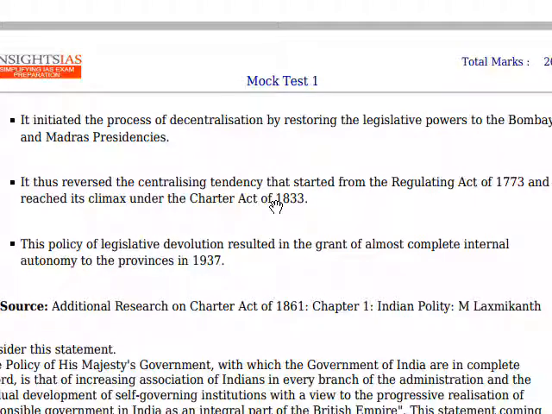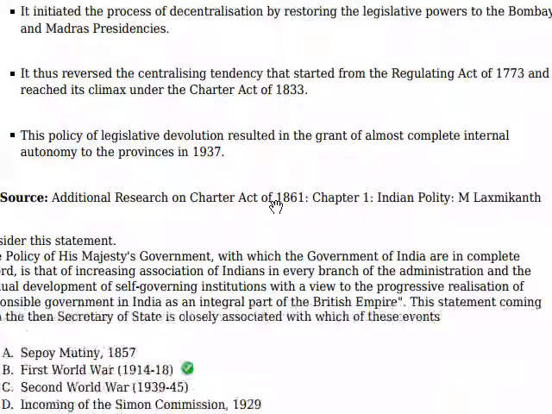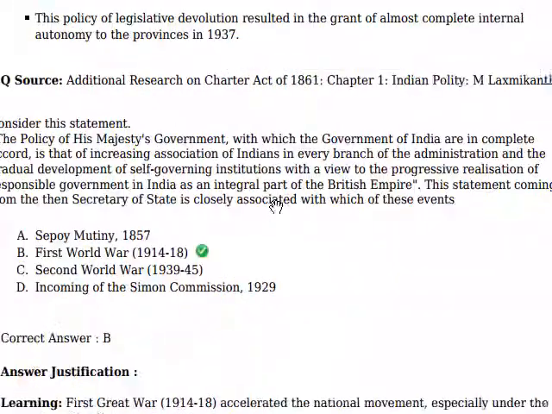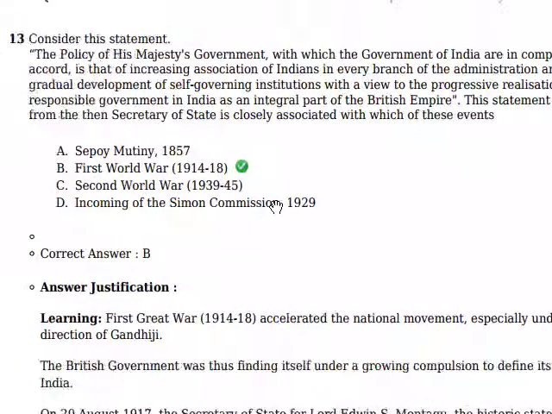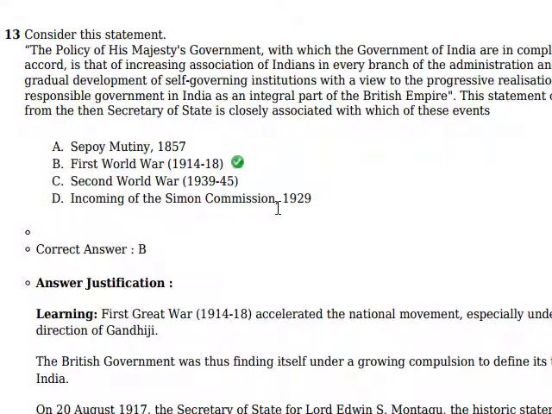The policy of legislative devolution resulted in the grant of almost complete internal autonomy to the provinces in 1937. Next, answer the following statements.